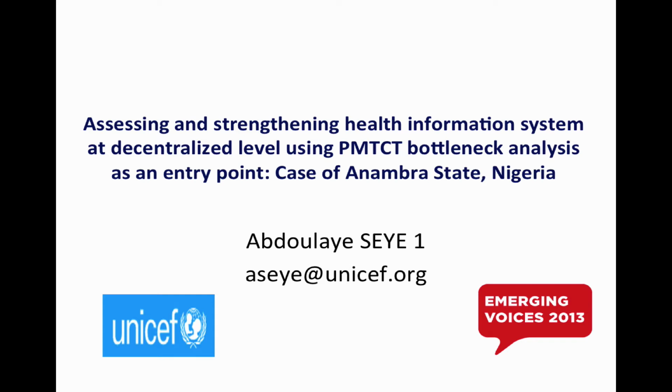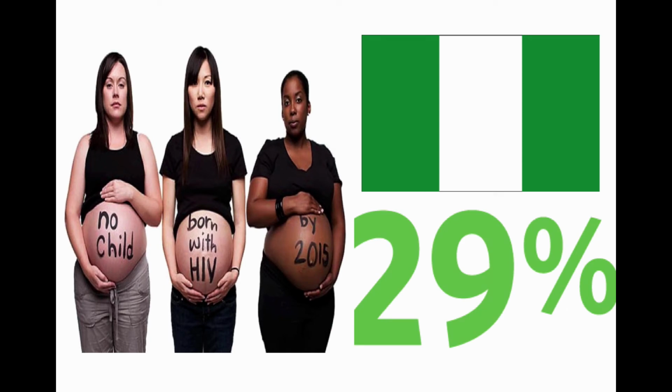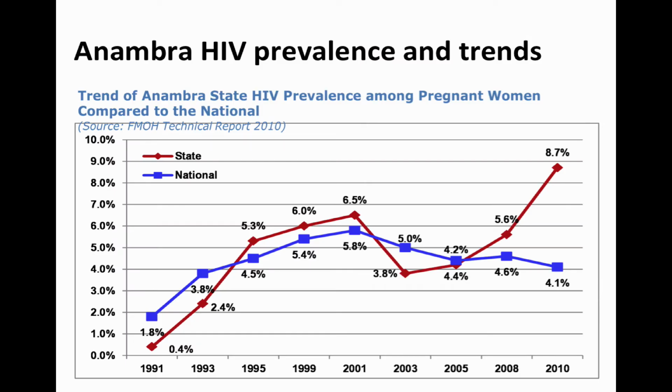To achieve the vision of no child born with HIV by 2015, Nigeria, which is the most populated country in West and Central Africa, contributes 29% of the global PMTCT unmet need, in terms of the number of positive pregnant women who did not receive ARV for PMTCT. The Nigerian government committed itself to reduce the burden. So they decided to apply this approach in Anambra State, which has a prevalence higher than the national average.